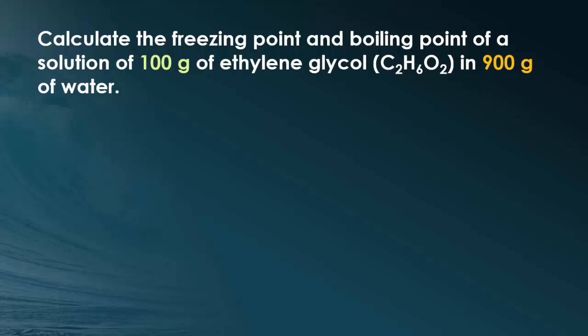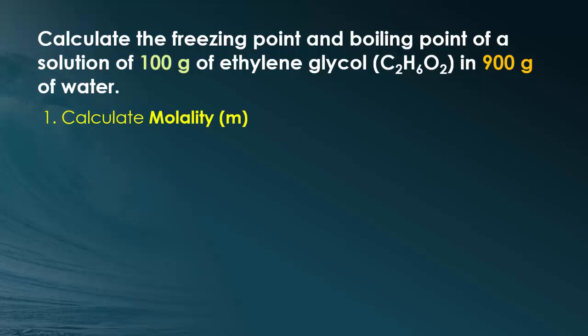So now try this one. Calculate the freezing point and boiling point of a solution of 100 grams of ethylene glycol, which is C2H6O2, in 900 grams of water. Now this is going to be about 3 parts, so let's do this together. The very first thing we have to do is calculate the molality.